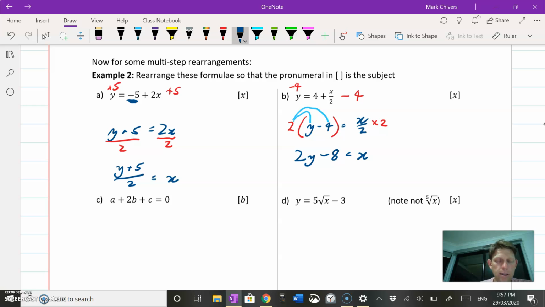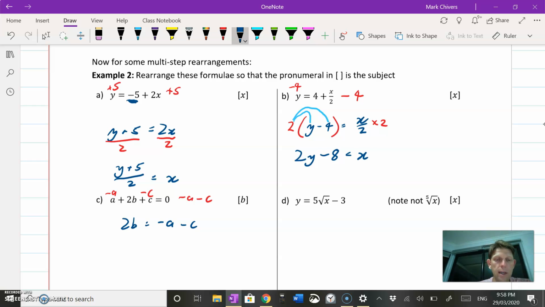Okay, to make b the subject of this equation, probably the easiest thing is to take away a and c from both sides. So if we take away a, we're going to remove that. When we take away c, we're going to remove that. But of course, we've got to do that from both sides. So as we do that, we're going to end up with 2b equals minus a minus c.